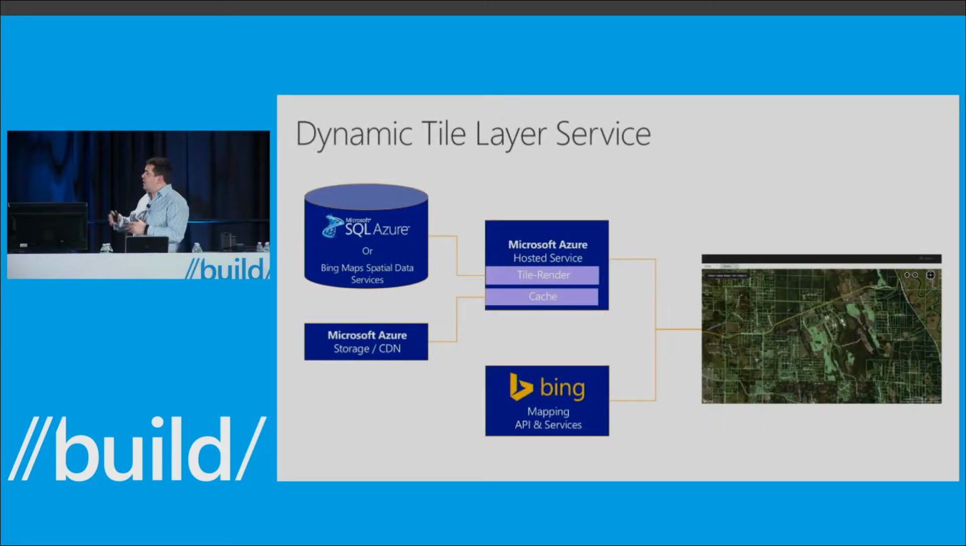Here's an idea of what a typical architecture for that might look like. You store your vector data, or your spatial data, somewhere. SQL Azure is a great place for that. Another great place, if you're using Bing Maps, is Bing Maps Spatial Data Services. The Spatial Data Services is essentially a wrapper around a single table inside of SQL Azure, and it exposes that table as a spatial REST service.